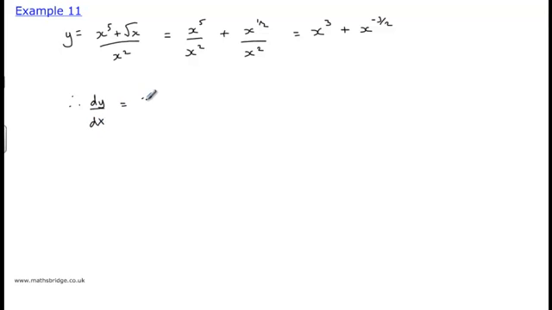So the differential is 3x squared minus 3 over 2 times x to the minus 5 over 2. Which we could write as 3x squared minus 3 over 2x to the 5 over 2.